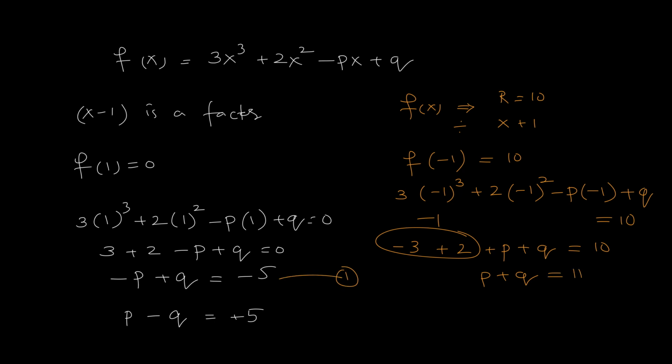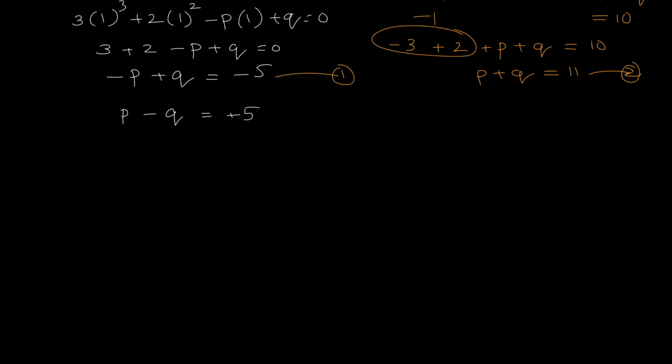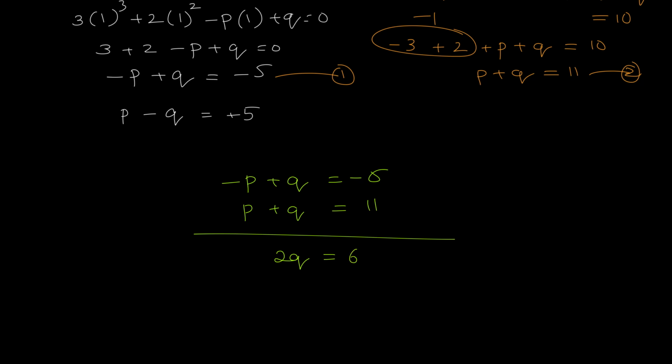So I'll use this equation 1, I'll use this equation 2, and solve them simultaneously. So therefore minus p plus q equals minus 5 and p plus q equals 11. Simply add them up. So therefore 2q equals 11 minus 5, which is 6. So q comes out to be 3. Plug into any equation. I'll prefer the second one. So p plus q, which is 3, equals 11. Therefore p comes out to be 8.